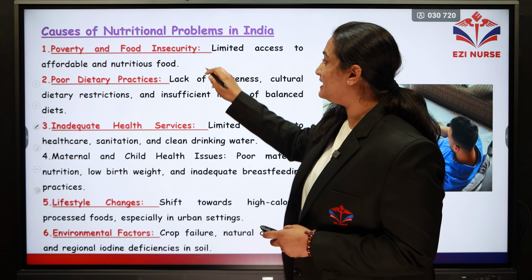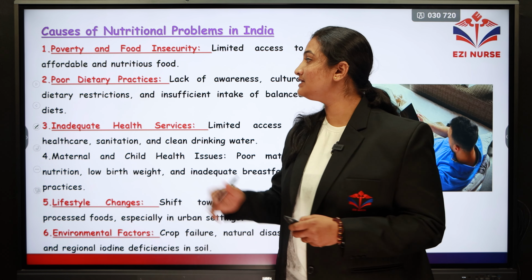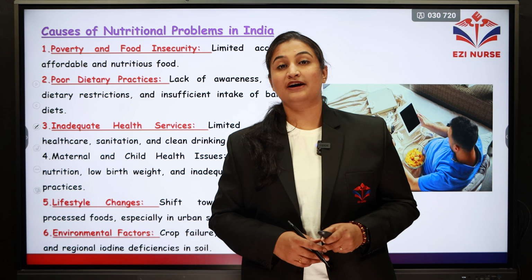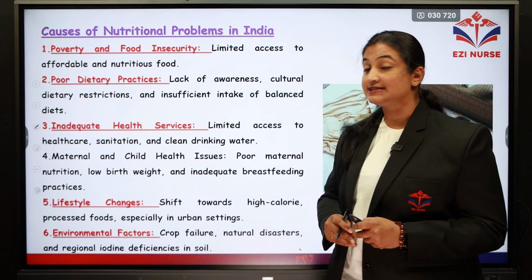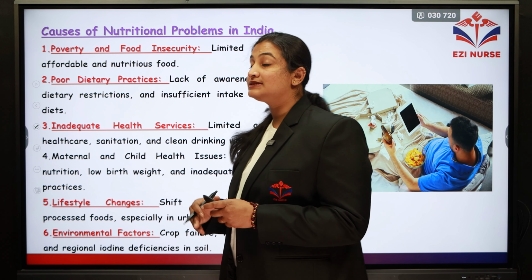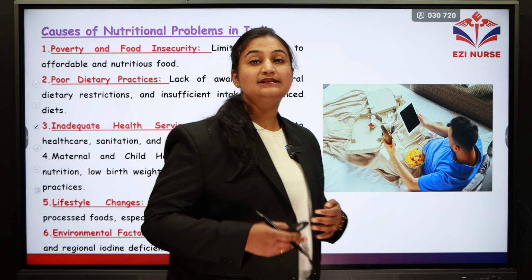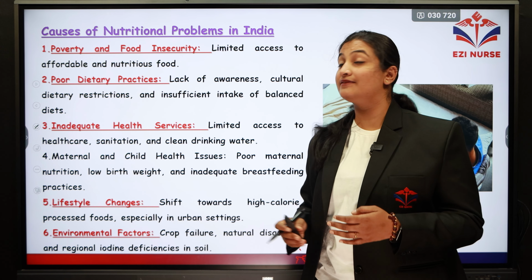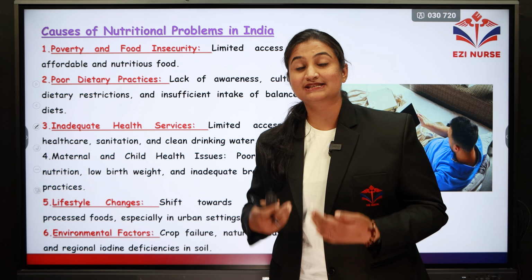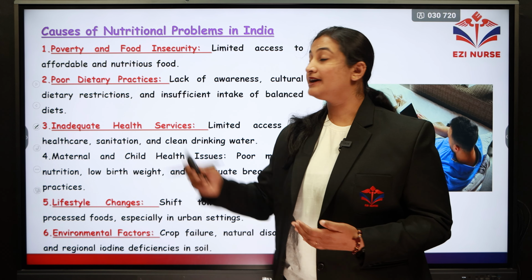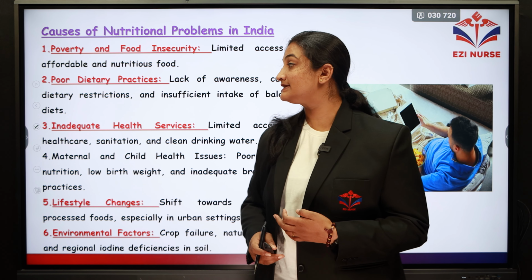So poverty and insecurity. Next, here you can see poor dietary practices. Why? Because there is lack of awareness, sometimes dietary restrictions, sometimes they are not having sufficient intake of food. In this manner, they are unable to get nutrients, vitamins or minerals into their body. So definitely poor dietary practices are happening.